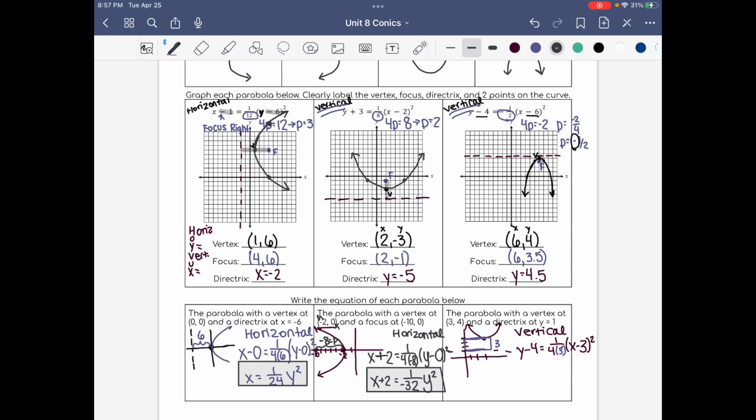And then let's go ahead and just clean that up. y minus 4 equals 1/4 times 3, which is 12. x minus 3 squared.